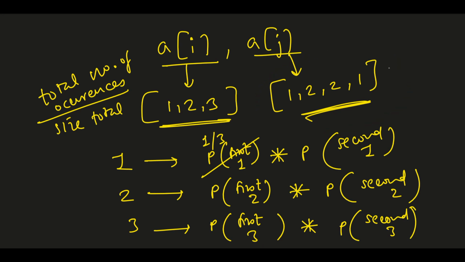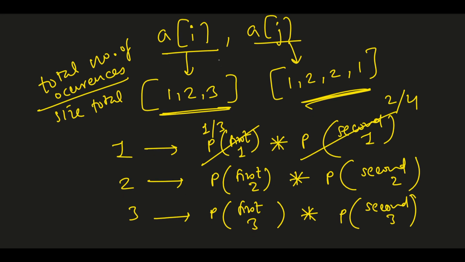Same here. What is the total number of occurrences of 1? 1 is appearing 2 times. Am I correct? And the total size of the array is 4. So the total probability of 1 appearing in this array is 2 by 4. And what we will do is multiply both of these. Am I correct? Right, this is what we are doing.